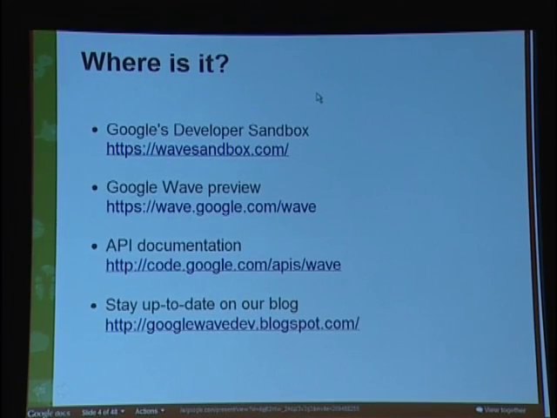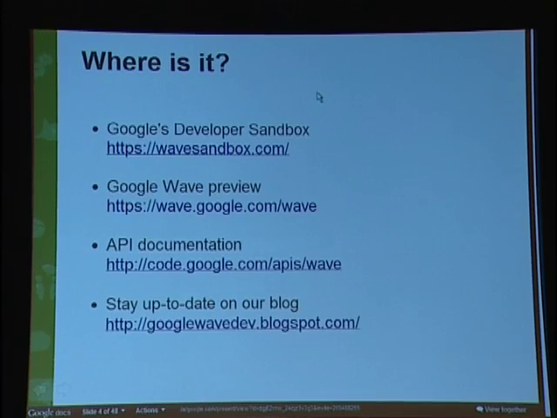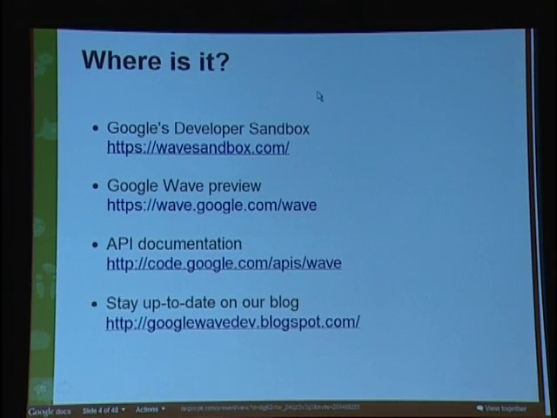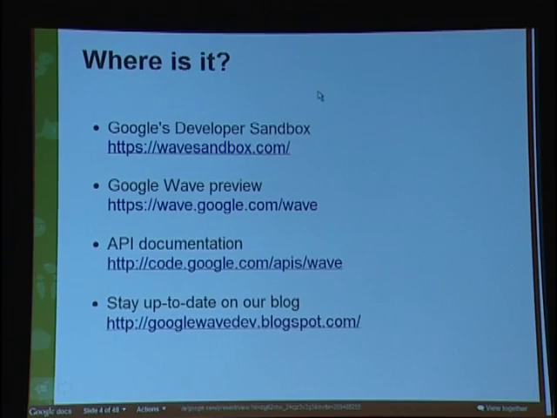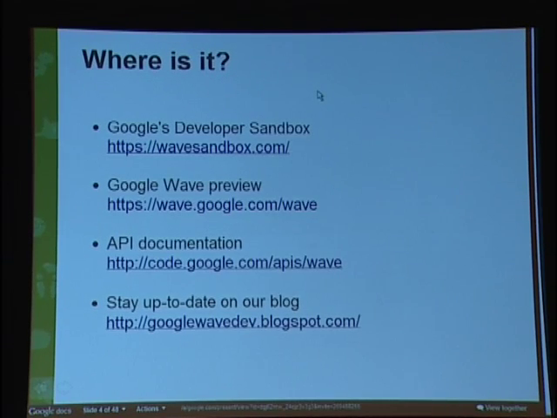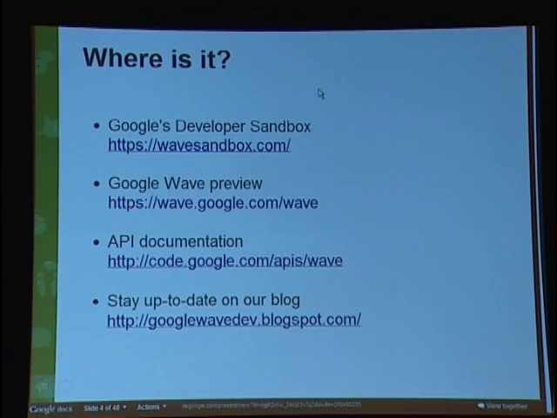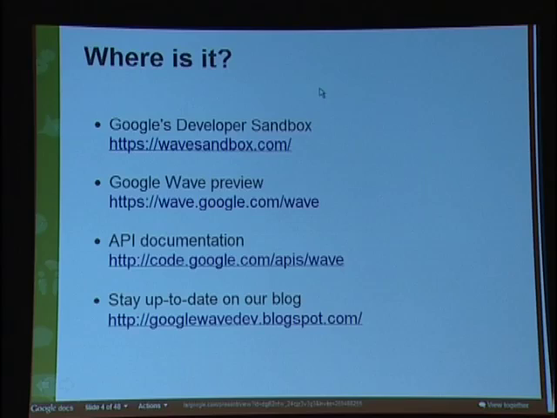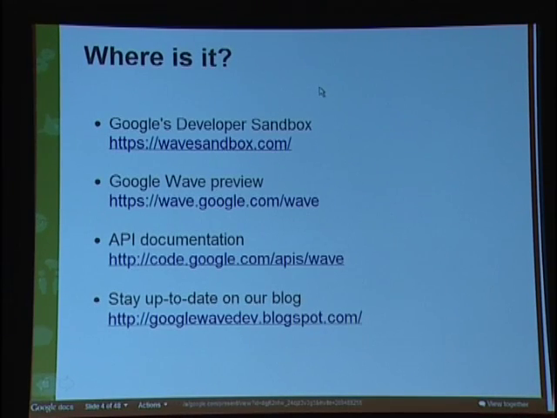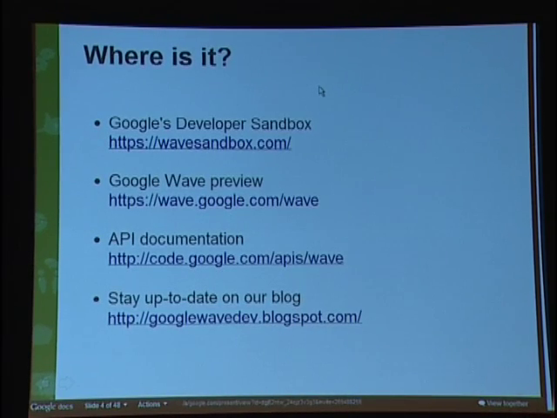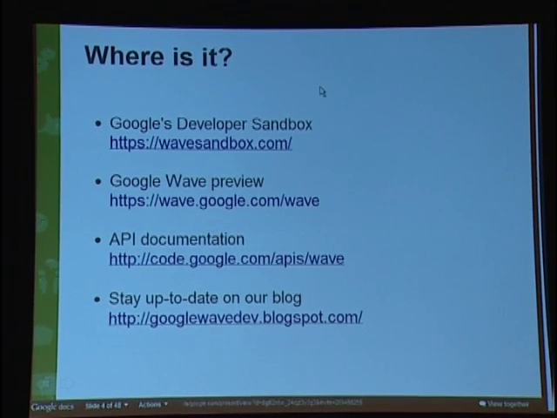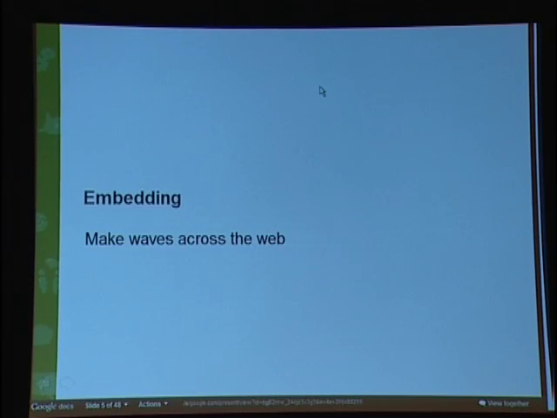First of all, where is it? To access Wave, you can go to the Wave sandbox. That's a special server for the developers. You can also go to the Wave preview. You can take a look at the API documentation. This site includes a lot of examples and a sample gallery. You can look at what kind of code you can write, and you can install some of those extensions in the Wave and see how they work. And you can stay up to date on our blog.